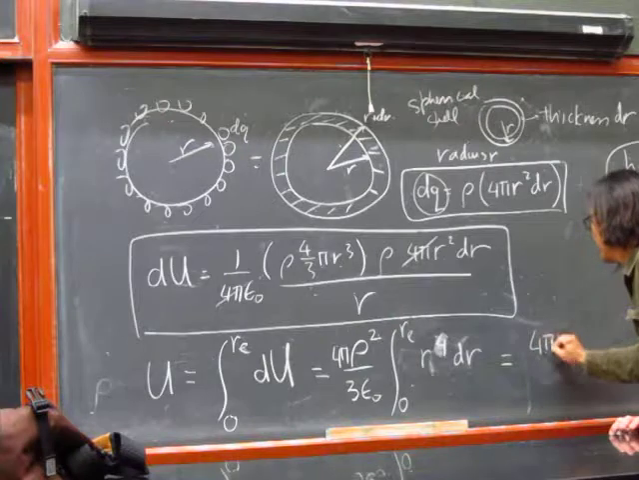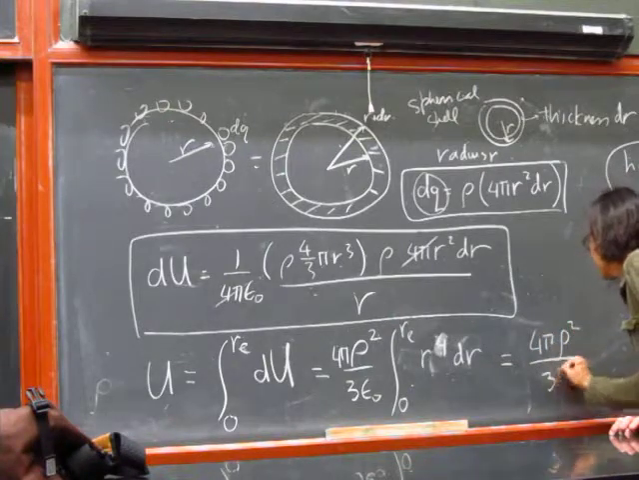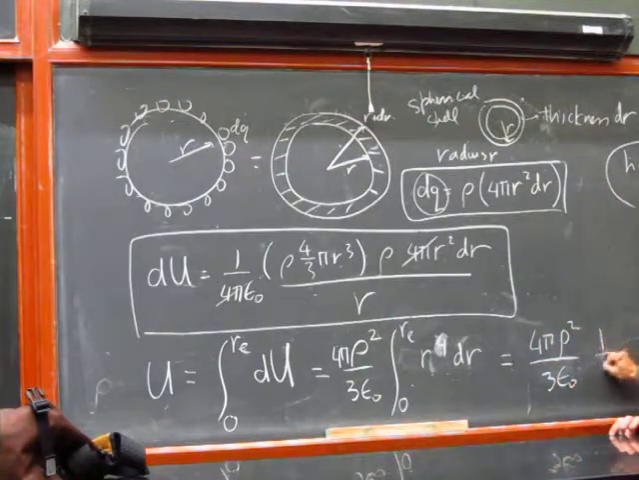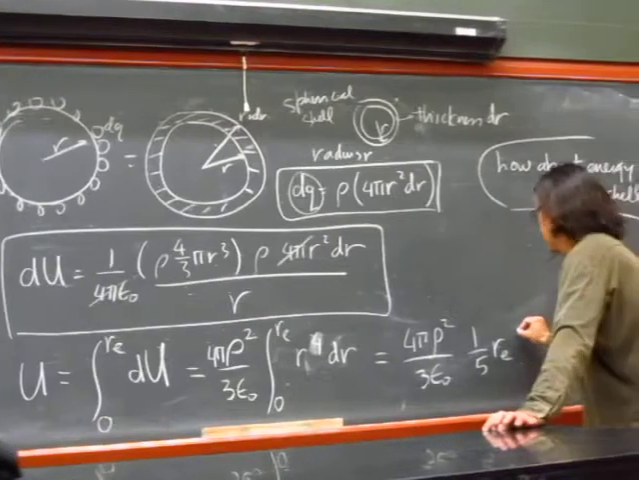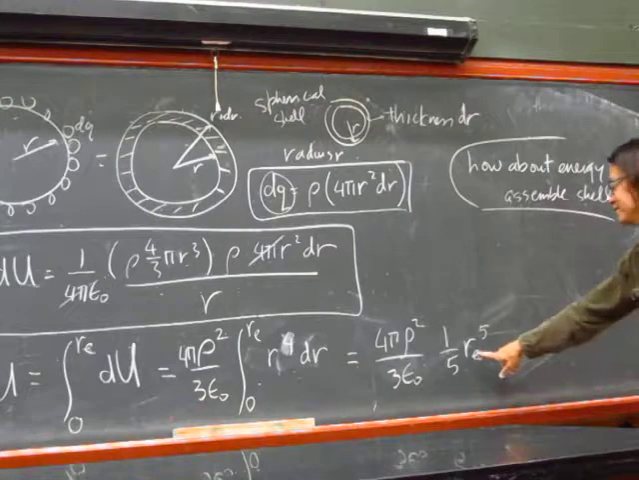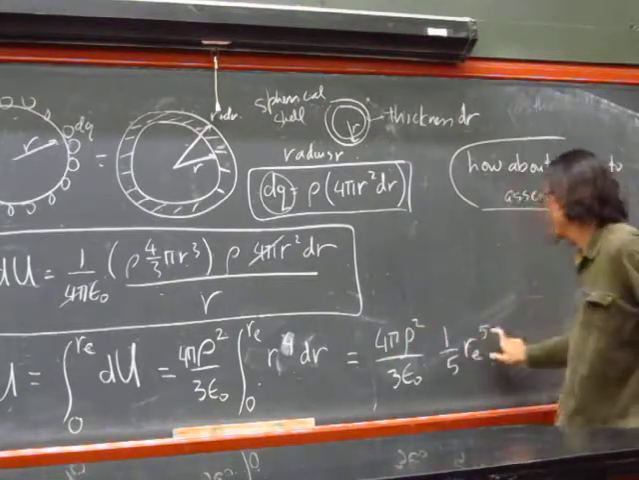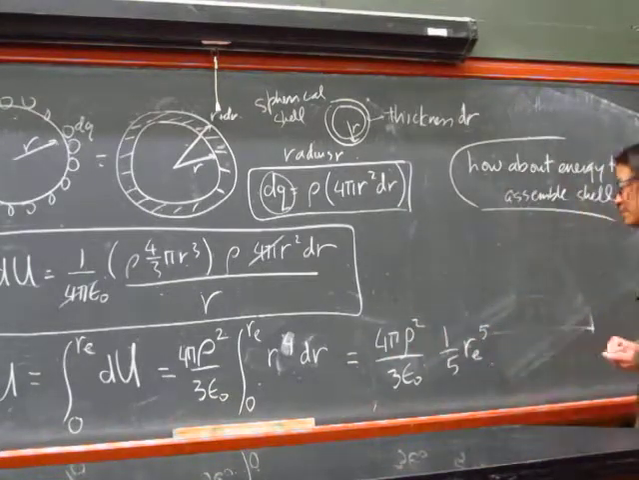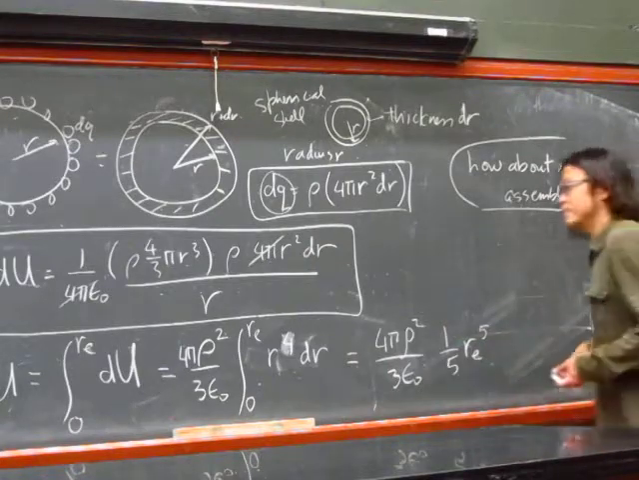You get 4 pi rho squared over 3 epsilon naught, 1/5 of RE to the power of 5. This is why we made the mistake, because of the R to the power of 5 over here. That's the total energy.